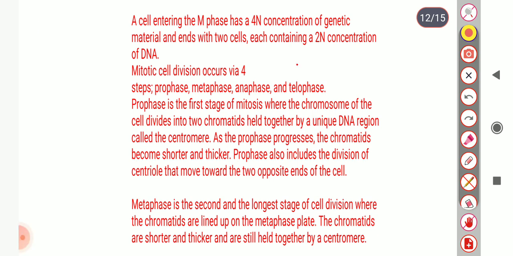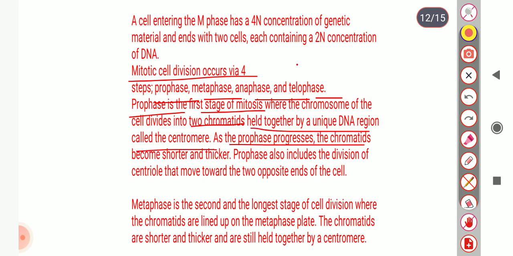When mitotic cell division occurs, there are four phases: prophase, metaphase, anaphase, and telophase. Prophase is the first stage of mitosis, where each chromosome of the cell divides into two chromatids held together by a unique DNA region called the centromere. As prophase progresses, the chromatids become shorter and thicker, and the centrioles move toward opposite poles.